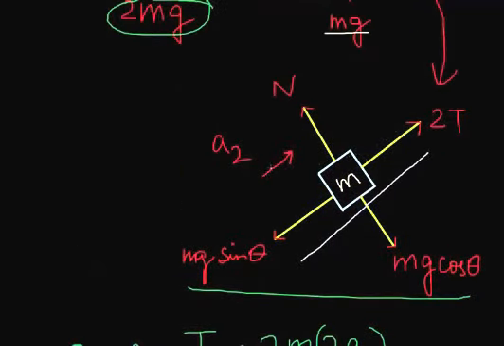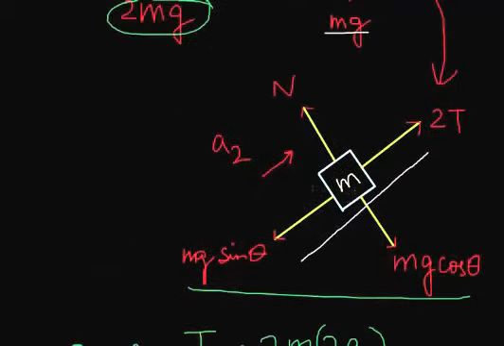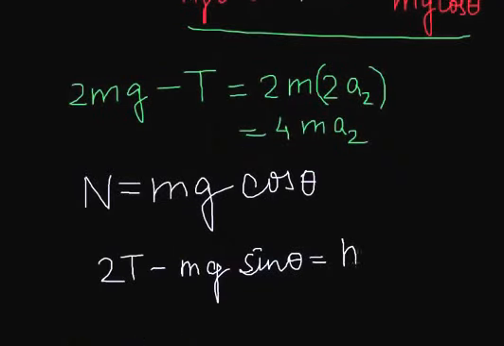For the direction parallel to the surface of the wedge, there is a net acceleration, and since the block is moving upwards, the 2t force is dominating mg sin theta. So we can say that 2t minus mg sin theta will be the net force on the block M. So the force equation becomes 2t minus mg sin theta equal to the net force, and the net force is mass into acceleration.